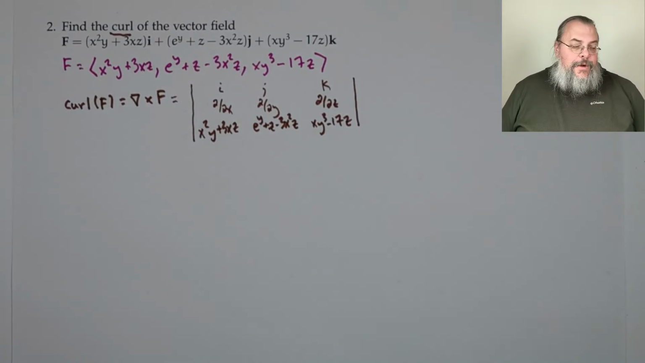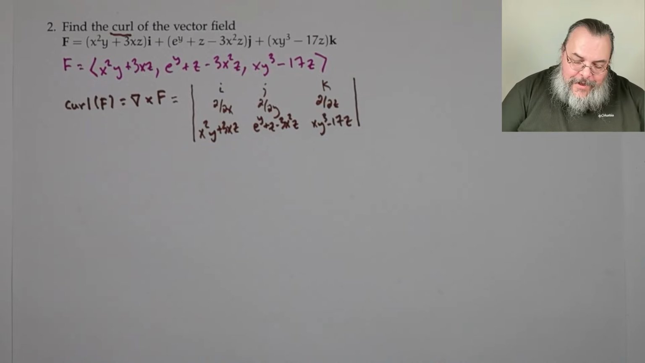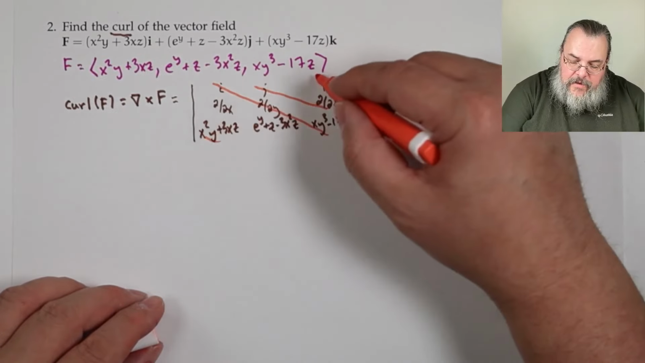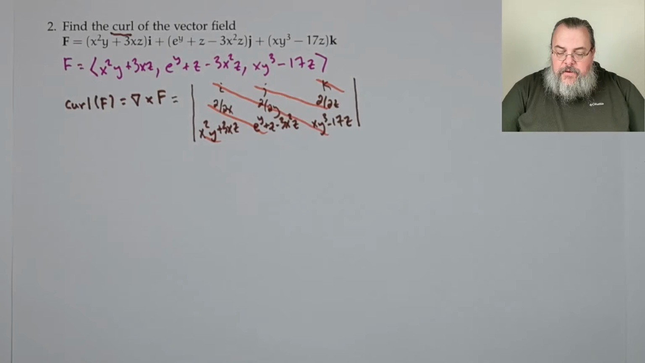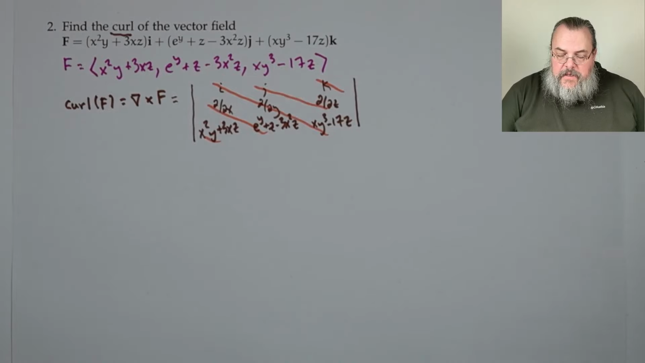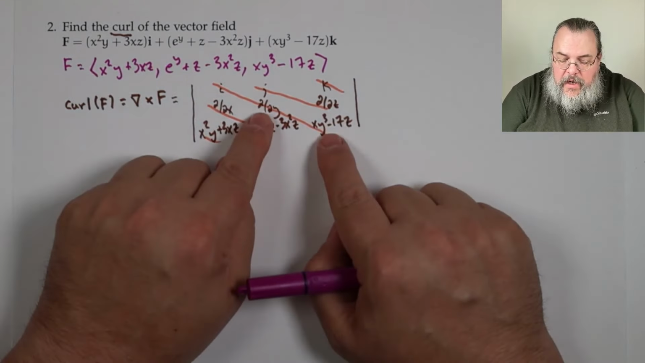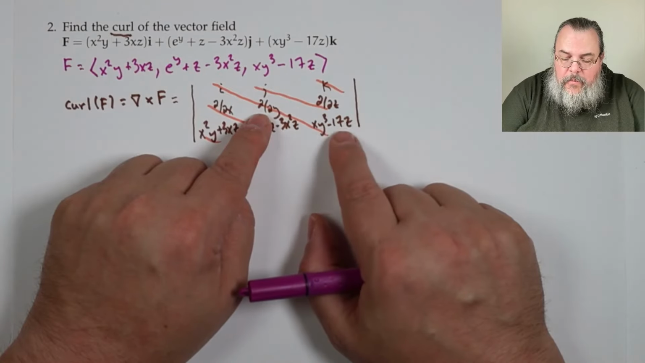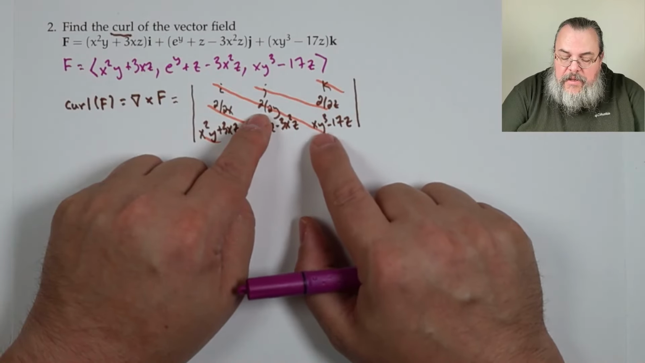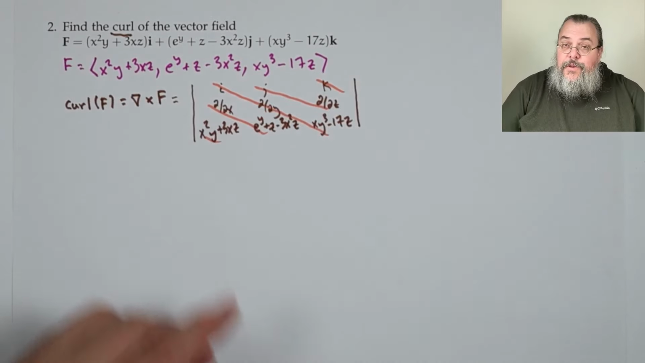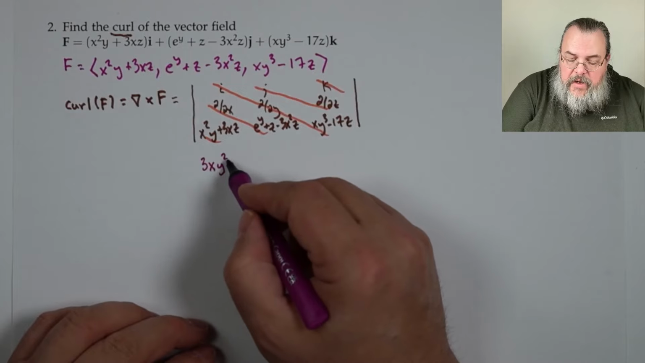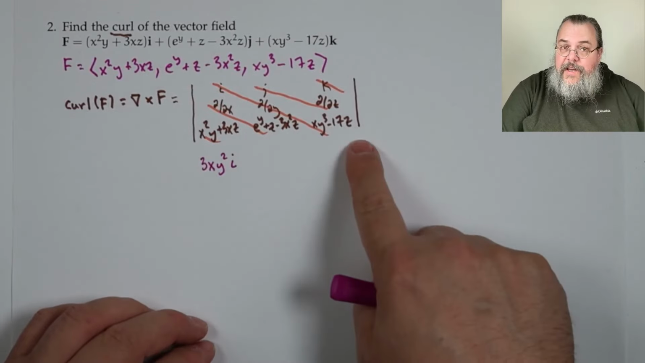Okay, so how do we take this determinant? Very carefully. Well, we do diagonals. So we're going to have our down diagonals, where we wrap around. And let's go through and work out what those are. Well, we have partial y of xy cubed minus 17z. Well, there's no y in that 17z term. And the derivative with respect to y of y cubed is 3y squared. So that's going to give us a 3xy squared i. Right? That's our first diagonal.